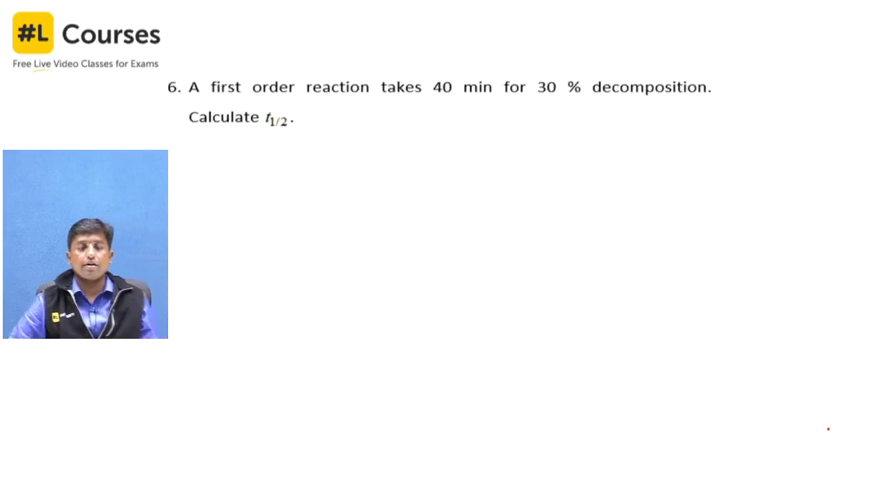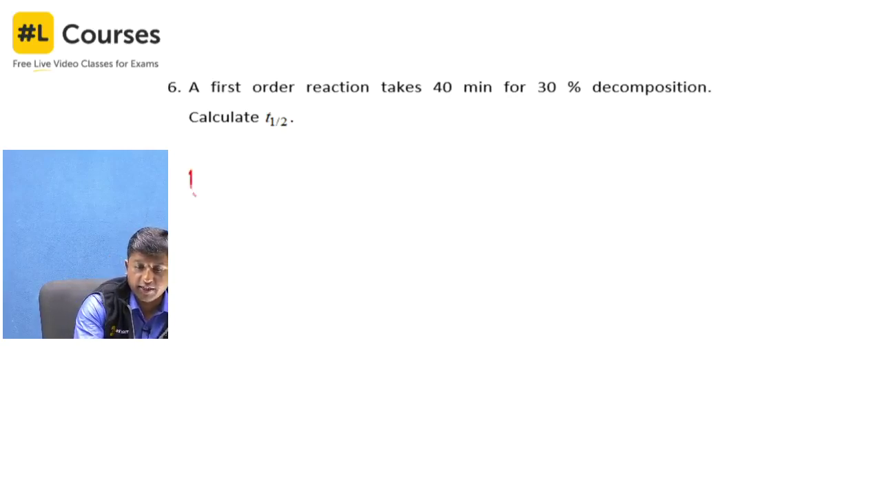A first order reaction takes 40 minutes for 30% decomposition. Calculate half-life time. This is the problem they have asked. So, they have given the time t, it is 40 minutes.